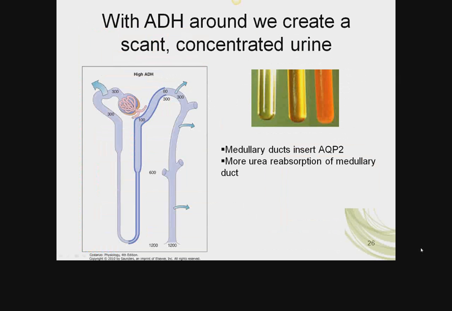With a lot of ADH around, we can create a highly concentrated scant urine, much like the one shown in the test tube on the right. Again, in order for this to happen, we need two things. We need a very good interstitial gradient set up by the thick ascending limb, and number two, we need ADH around. With ADH around, we get aquaporins inserted and more water reabsorption, and we also get urea transporters inserted, and we get more urea reabsorption into the interstitial space to maintain the salt gradient.